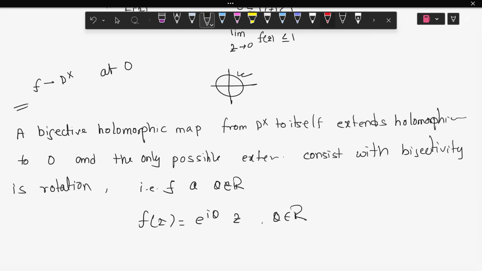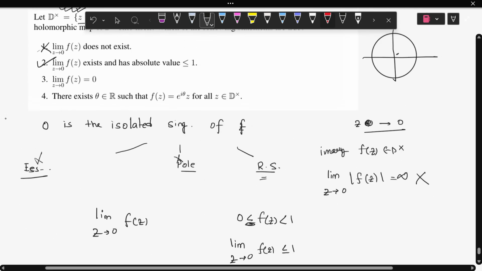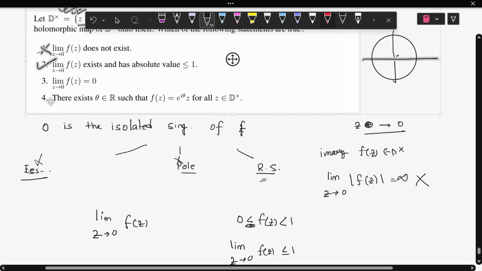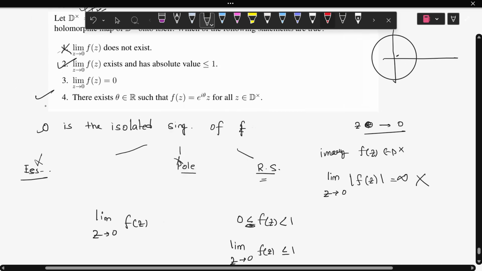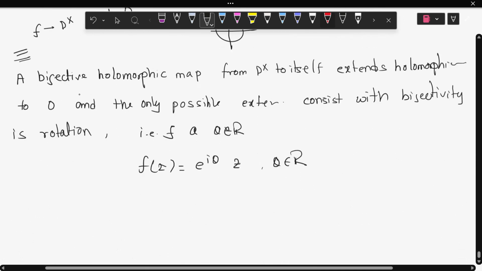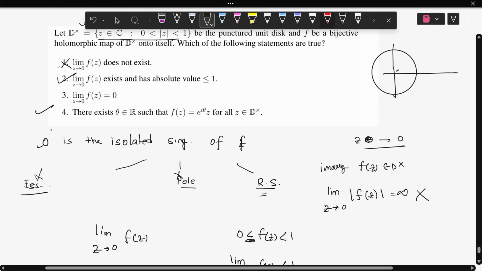This is a very key result, और ऐसे question हर साल पूछा जाता है, हर साल हम इसी step इसी result को use करते हैं. So you need to remember this result. So now f(z) equals e to the power i theta into z. So option 4 तो correct होगा. And अगर f(z) equals this, then limit z tends to 0, f(z) का value भी 0 ही होगा. So this is also correct. So 2, 3 and 4 are the correct options.